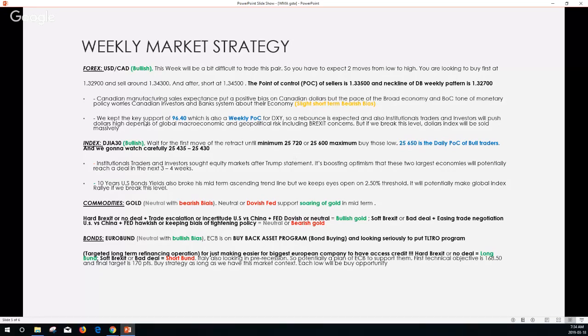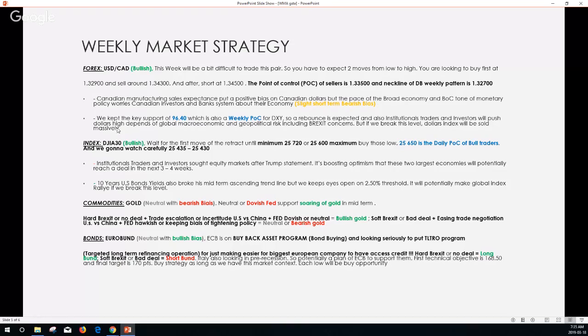Here the technical strategy, okay: the Canadian manufacturing sales expectation put a positive bias on the Canadian dollar, right? But the pace of the broad economy and also the BOC tone on monetary policy worry some Canadian investors and the bank system about the economy, as Caroline Wilkins said about the overall or global economy pace. And the dollar index closed close to the support, which is 96.40, and now we're starting to break it. It was also kind of a weekly POC for DXY, right? So I wrote this analysis Saturday for Monday. At that time we were at this 96.40, right? 40 points. So that's why I said it here: if we break this level, the dollar index will be sold massively. So be very careful of that.